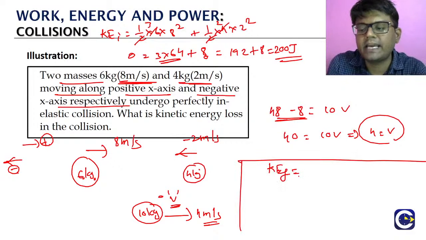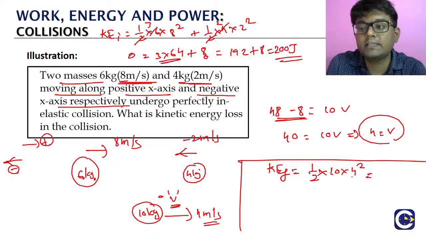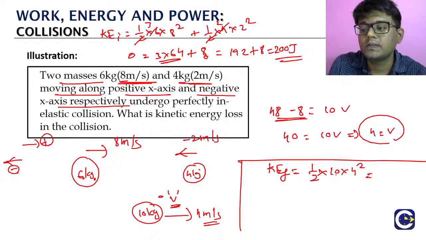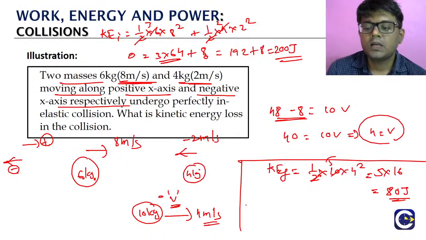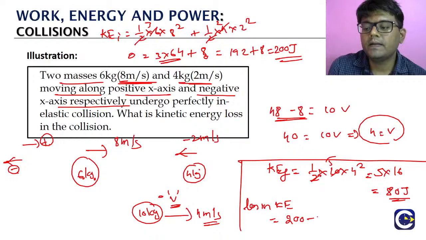What is the final kinetic energy? Half into total mass is 10. Velocity is what? 4. Means what is it? This is how much it is coming as? 2 1s are, 2 5s are. 5 into 16, that is how much? 80 joules. Now the loss in kinetic energy, what is it? 200 minus 80, that is what?